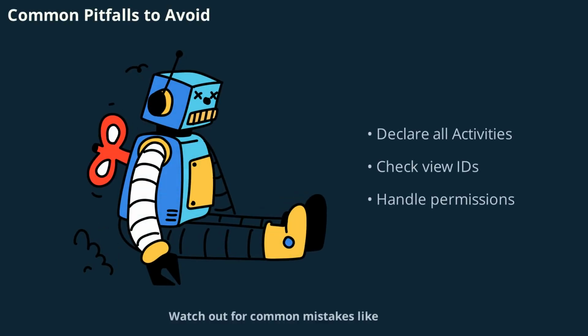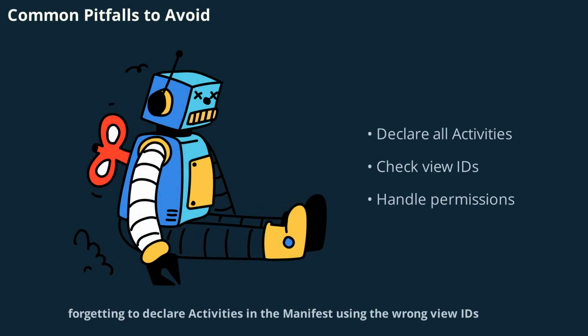Watch out for common mistakes like forgetting to declare activities in the manifest, using the wrong view IDs, or not handling permissions properly. These issues can cause your app to crash or behave unexpectedly. Careful setup and attention to detail will save you time and frustration as you develop your skills.